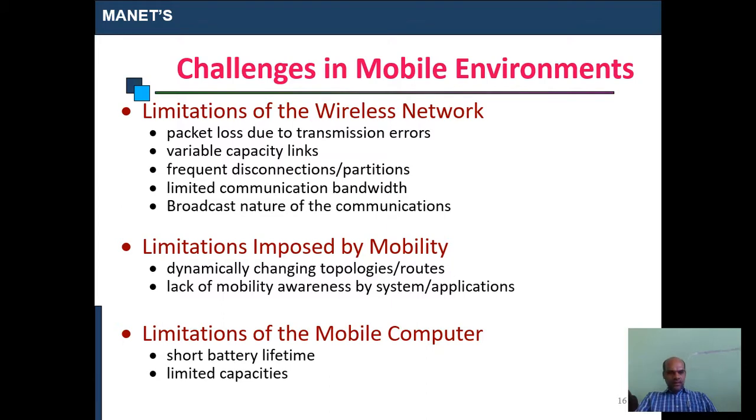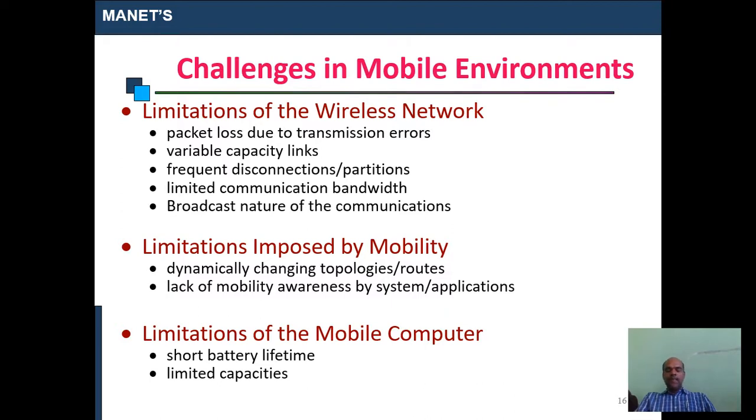In case of mobility, there are some effects of mobility on the protocol stack. In the application layer, new applications as well as adaptations have to be made. In the transport layer, congestion and flow control. In the network layer, addressing as well as routing. In the link layer, media access as well as handoff, and in the physical layer, transmission errors as well as interfaces. And we have some limitations of the mobile computer: short battery lifetime and limited capacities.